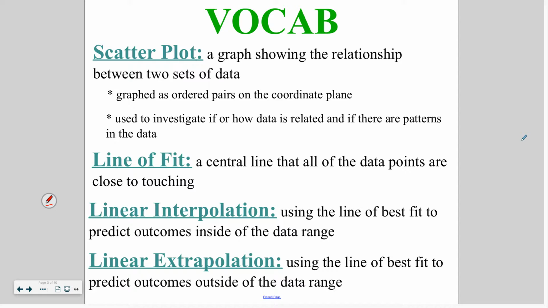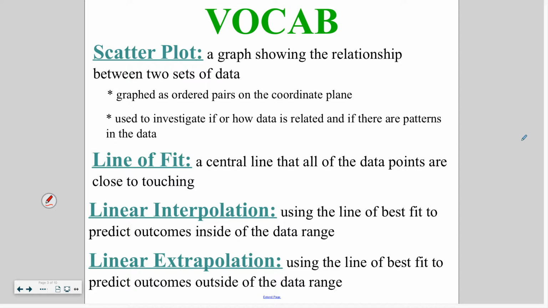The line of fit, or sometimes called the line of best fit, is a central line that goes through all of the data points and is as close to touching those points as possible. It may not actually touch any of the points that you graph, and that is fine. It just has to go through the center of all of those data points.